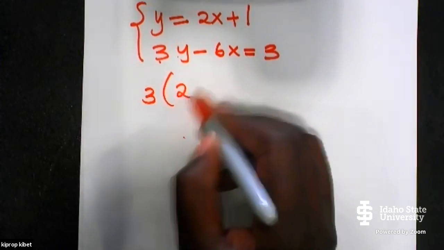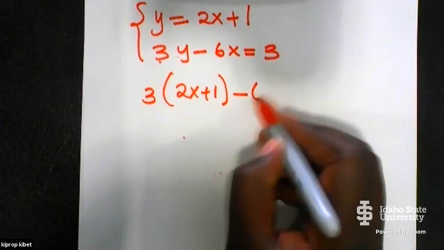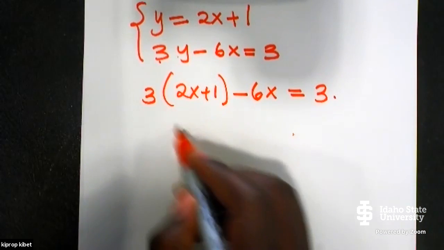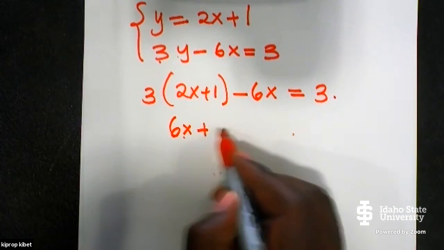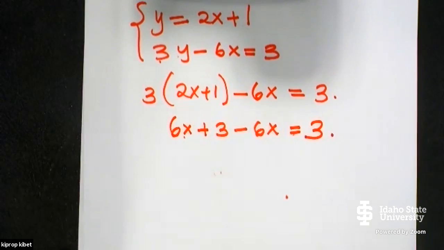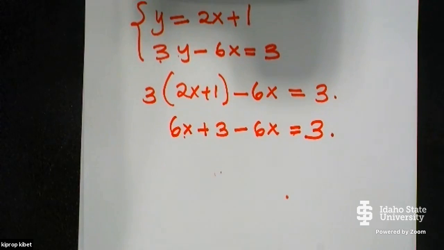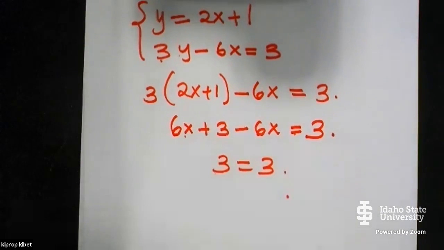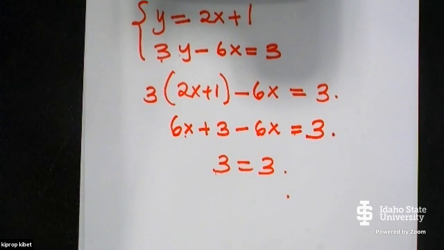So you get 3 times (2x plus 1) minus 6x equals 3. So you get 6x plus 3 minus 6x equals 3. So what do you get? 6x minus 6x is what? 0, right? So that means 3 equals 3.